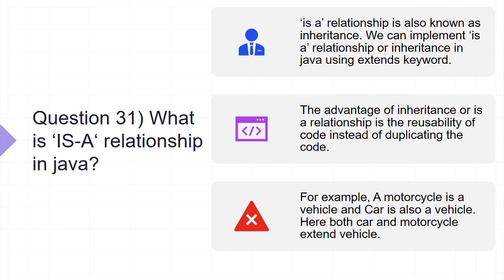Question 31. What is a relationship in Java? Is a relationship is also known as inheritance. We can implement is a relationship or inheritance in Java using extends keyword. The advantage of inheritance or is a relationship is the reusability of code instead of duplicating the code. For example, a motorcycle is a vehicle and car is also a vehicle. Here both car and motorcycle extend vehicle.